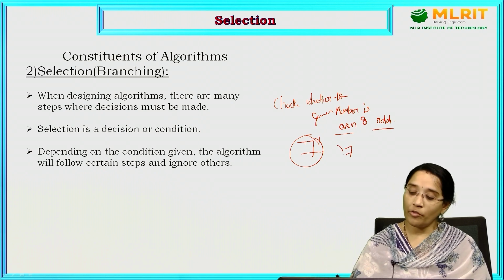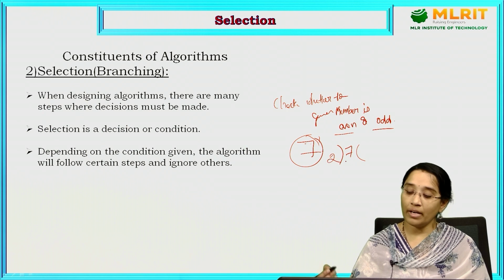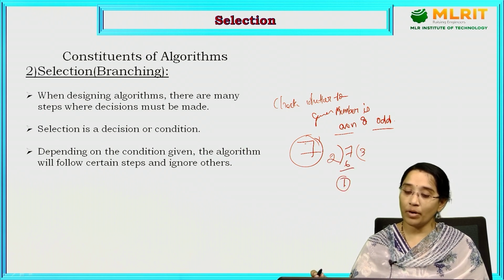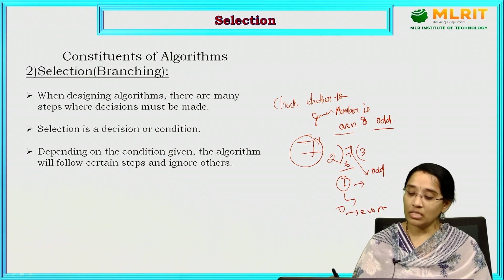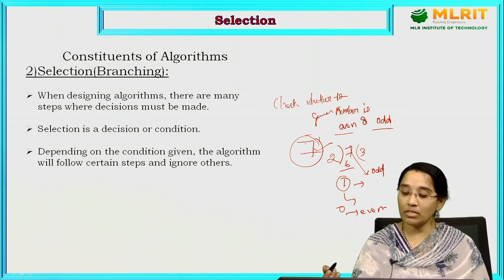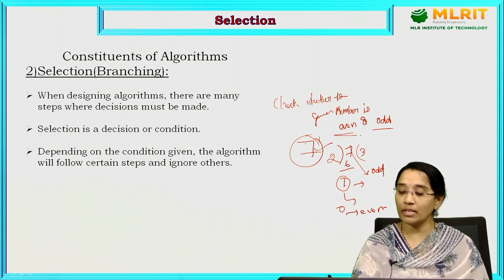Normally what we will do? If you divide that number and you get the remainder as 1, you can say that number is an odd number. Otherwise, if you get the remainder as 0, you can say it is an even number. So this is a selection. A number was given, so you have to select whether it is even or odd.